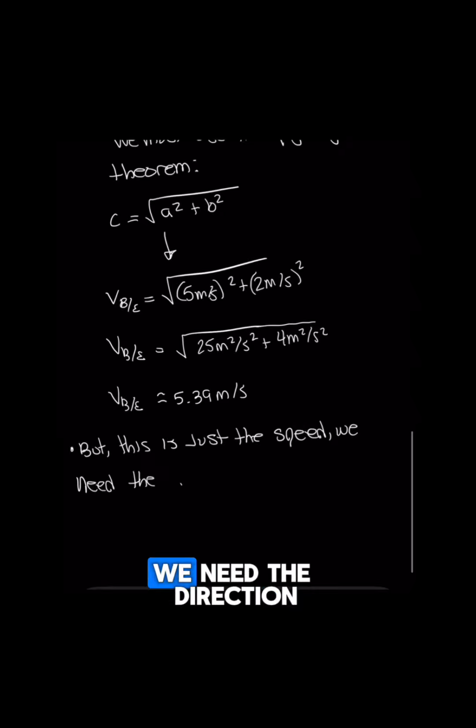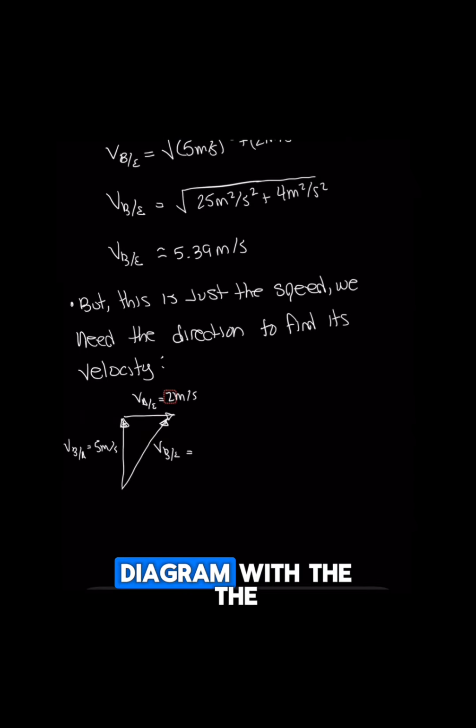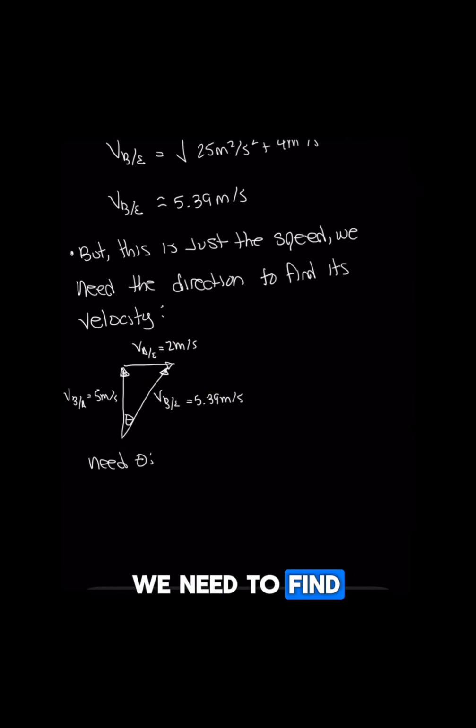But this is just the speed. We need the direction to find the velocity. We can update our diagram with the speed we just found. We need to find theta, so we can use trig.